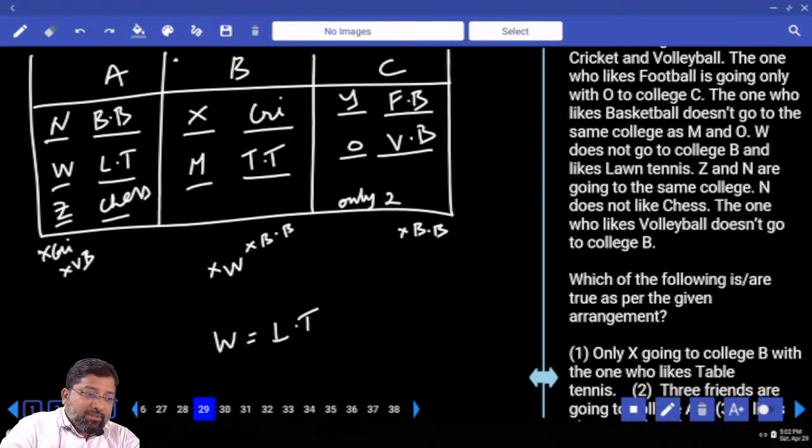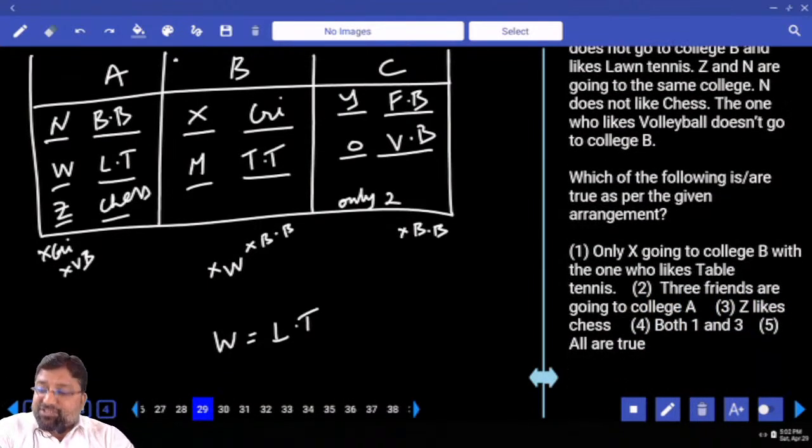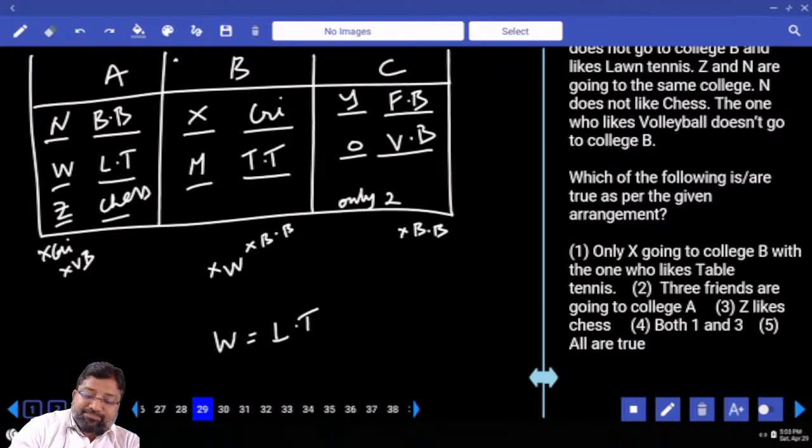Which of the following are true as per the given arrangement? Only X is going to college B with the one who likes table tennis, because there are only 2 people in that group. Whenever your first option is right, please check the options again. You have to be careful; maybe it's 'all are true' or some other option. Check the second: 3 friends go to college A, that's right. Z likes chess. What's the answer? All are true.